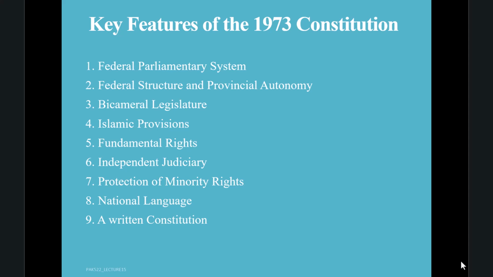The Council of Common Interests was established to resolve disputes between the federal government and the provinces and to ensure coordination in matters of national importance. This institution plays a key role in maintaining federal harmony.